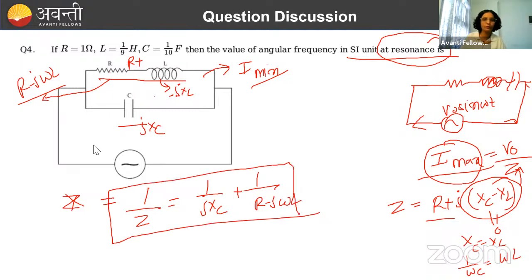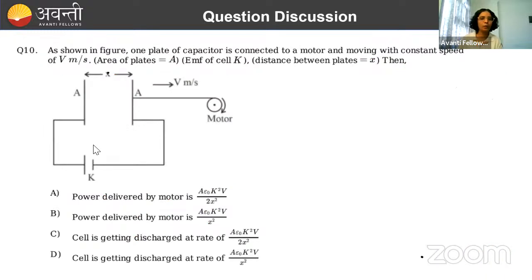Then we solved it also. The only thing we were missing is that when we go for resonance in a parallel circuit, we are not going for maximum current, we are going for minimum current. Okay, so this is important. Now in this question, the options are given that the cell was getting discharged and I said that it is getting charged, and that's actually true. So there was a mistake in the question.